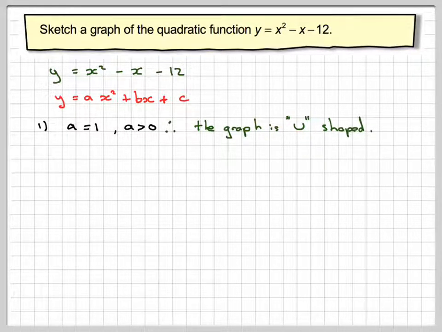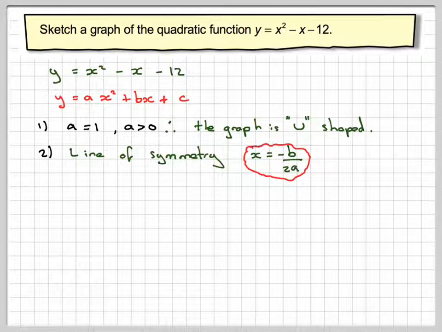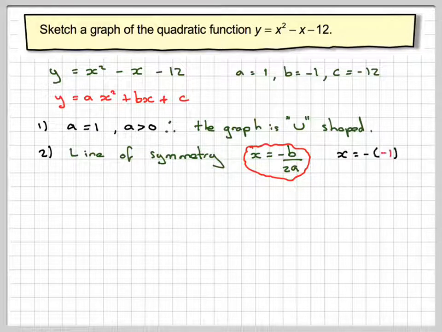That's the first point. Point number 2, the line of symmetry can be found quite easily by doing x = −b/2a. We know that a is 1, b is −1, and c is −12. So x will be −(−1), be careful with the negative sign, divided by 2 times a, 2 times 1, which gives me minus minus is plus, so x is equal to a half.